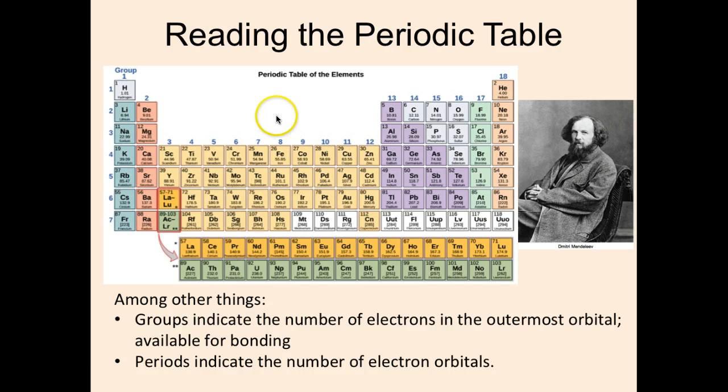But also, we can learn a lot about what each of these atoms would look like by looking at the periodic table. The number of groups, again, those are the columns, are going to indicate the number of electrons in the outside ring or shell or orbital, and these are the electrons that are going to be responsible for how that atom bonds. The periods, again, the rows going across, are going to indicate the number of electron orbitals.